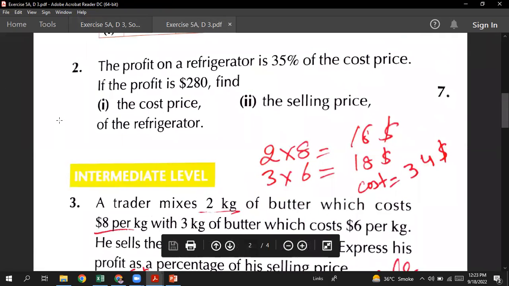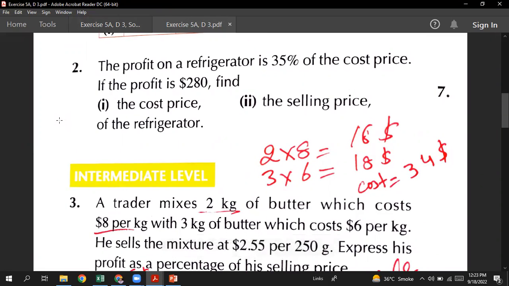The next question is question number two. He says the profit on a refrigerator is 35% of the cost price. If the profit is $280, find the cost price and the selling price of the refrigerator. Okay, so we know the profit and we know the percent of profit.